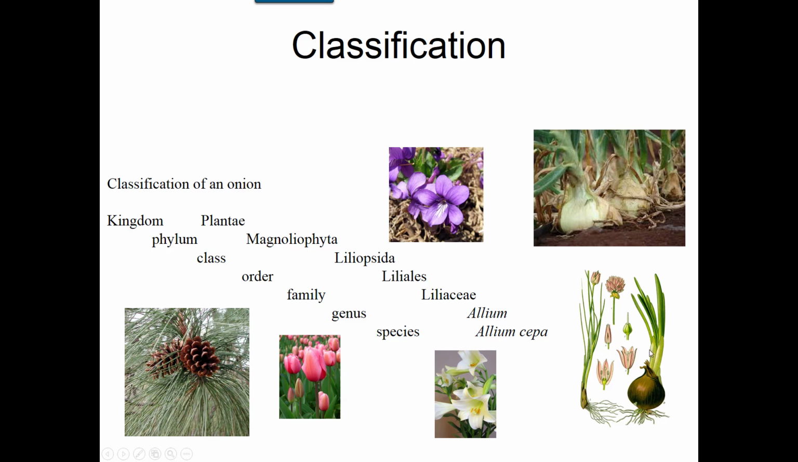So the onion is going to be lumped in with the violets and all of these other plants, not the pines. The pines would be in the phylum Coniferophyta, so they'd be in the same kingdom, but they're in a different phylum. The onion, if we drill down a little bit deeper, we get to the class Liliopsida, and that is pretty much all of the monocots.